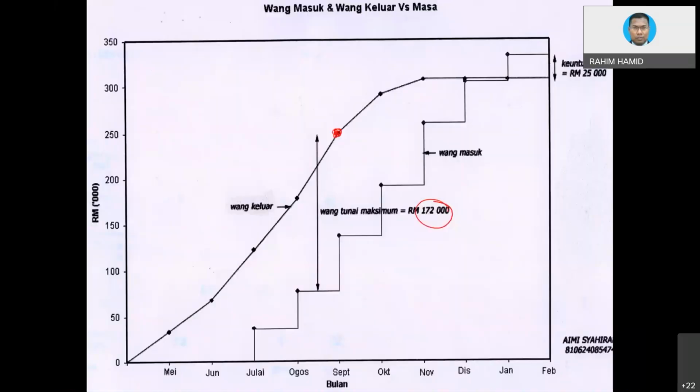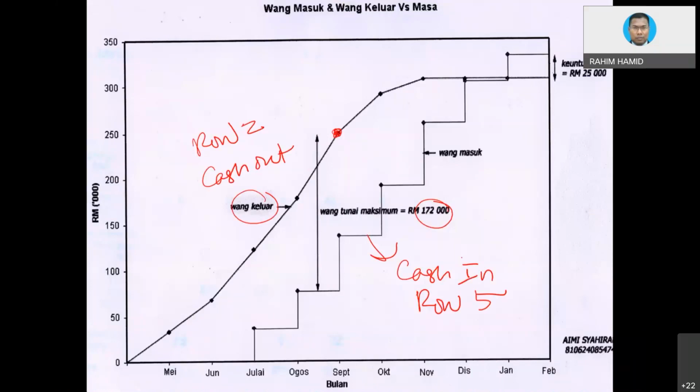So this is what we call cash out, based on row number 2. And then this is what we call cash in, based on row number 5. And how about row number 6? What is the value of row number 6? Well, row number 6 simply means the difference between this and this, the difference between this point and this point. Don't look at September.